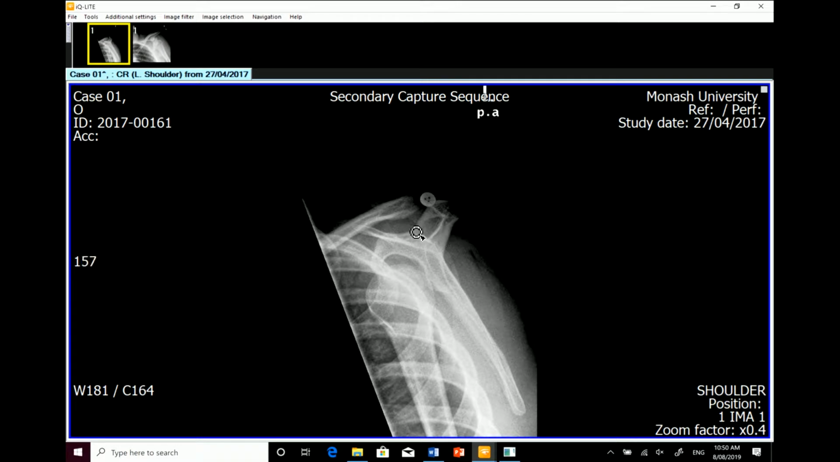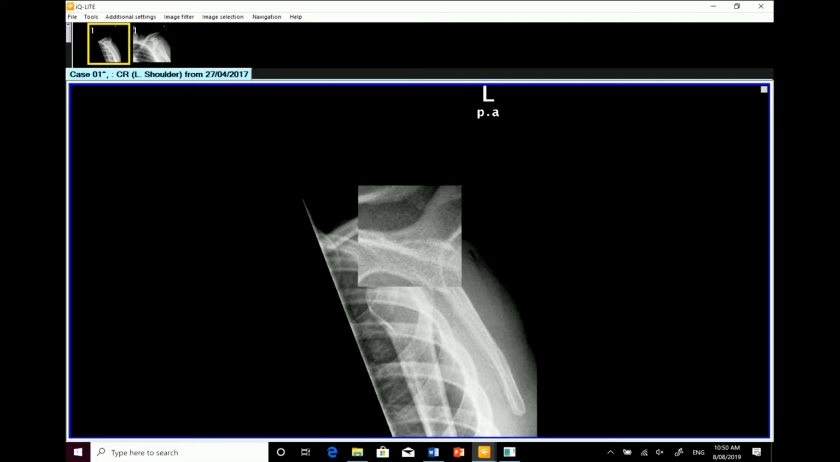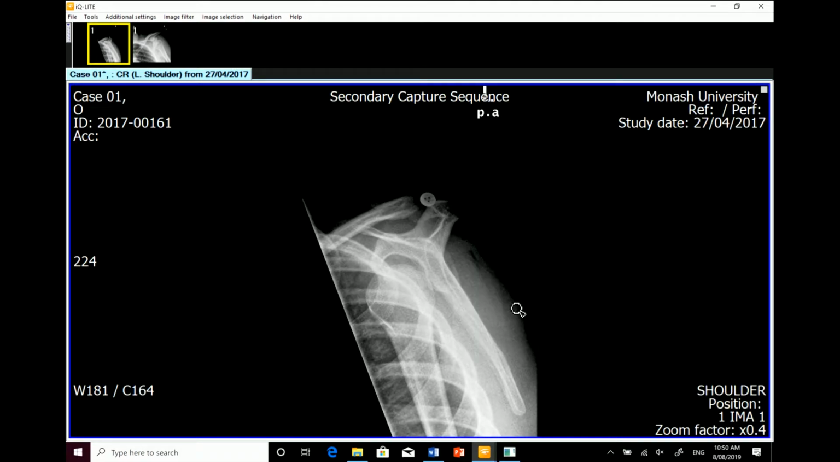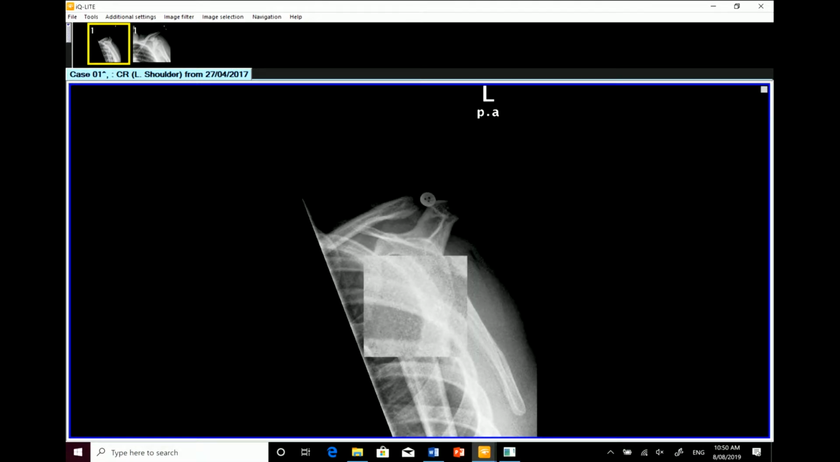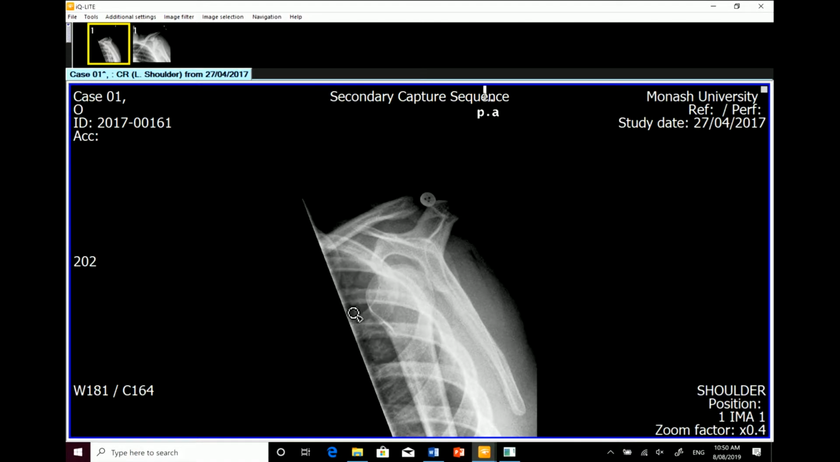So on the lateral view here we have our Y view, and you can see that the humeral head is not sitting where it should be sitting. However, it's sitting inferiorly and it's lying medially.